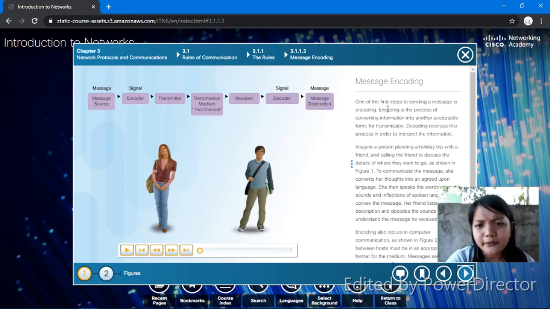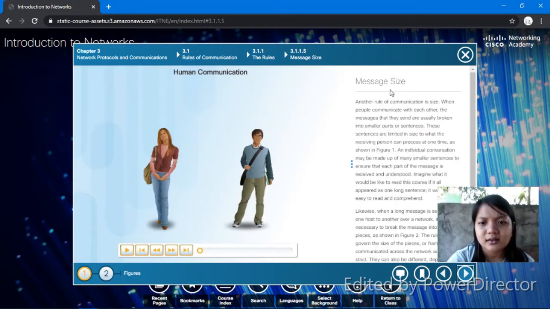Message encoding. One of the first steps to sending a message is encoding. Encoding is like your typing or your thoughts. Encoding is a process of converting information to another acceptable form for transmission. So your message is being compiled, and then the receiver receives that. That is the message encoding.